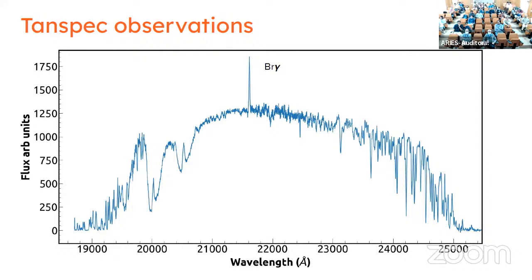So TANSPEC can allow us to study at least the near infrared to optical mass accretion indicators and outflow indicators simultaneously in one shot. This is about a K 10 magnitude target, which we observed for about 45 minutes of total integration, and you can see that we are able to detect several strong lines in the spectra.